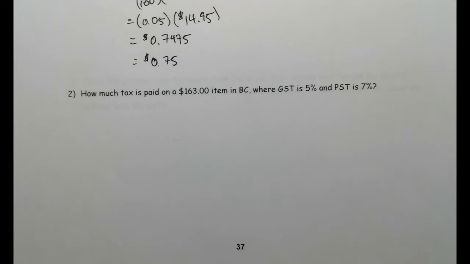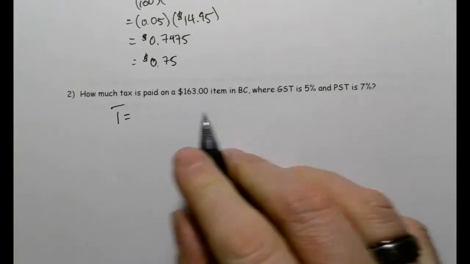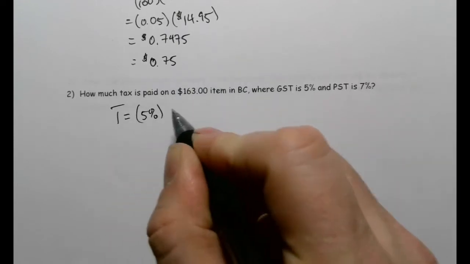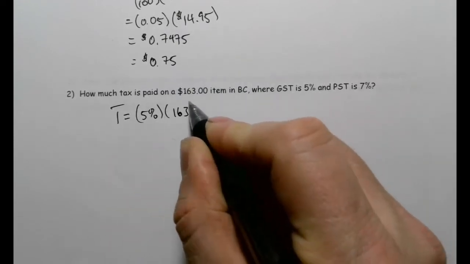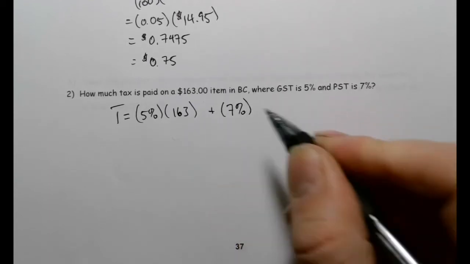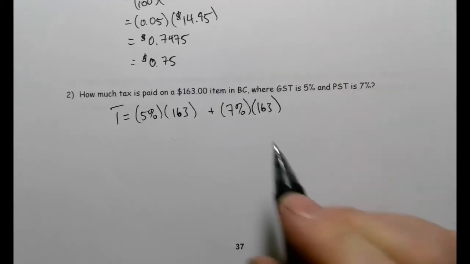5% of means multiplication, 7% of means multiplication. And I'm just going to total them up by adding. And so now I'm going to skip that intermediate step here. 5% as a decimal will be 0.05 multiplied by $163. And then 7% will be 0.07 multiplied by 163.